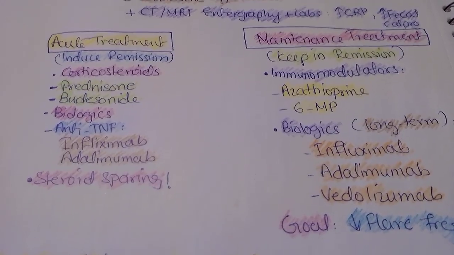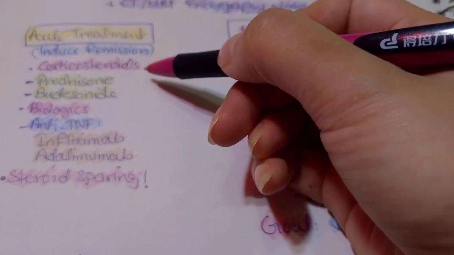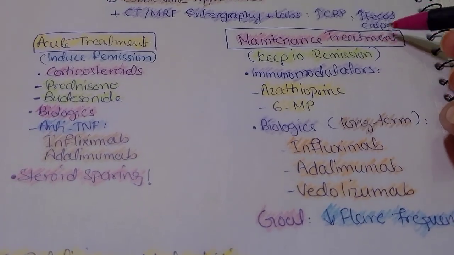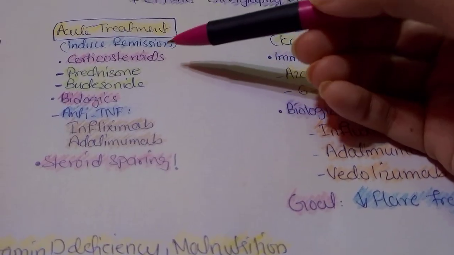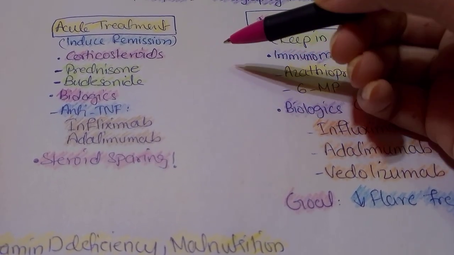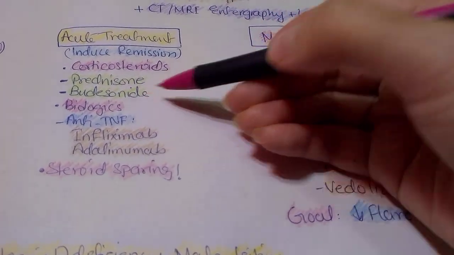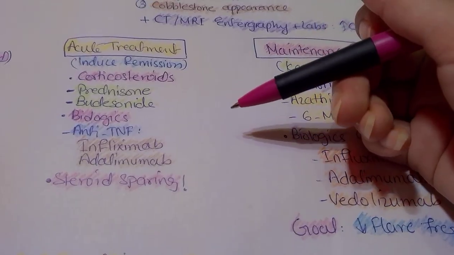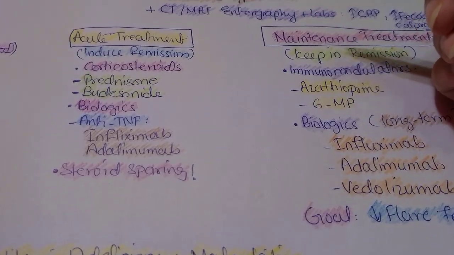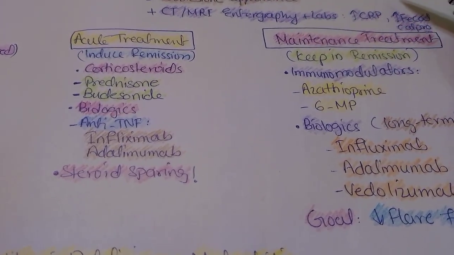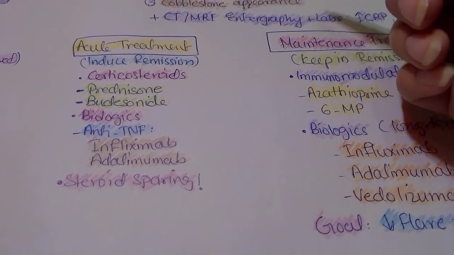So treatment has two goals: to induce remission and to maintain it. So for acute flares, first line is corticosteroids, prednisone and budesonide. They work quickly to reduce inflammation, but we can't use them for long term due to side effects like osteoporosis and diabetes, as well as weight gain.